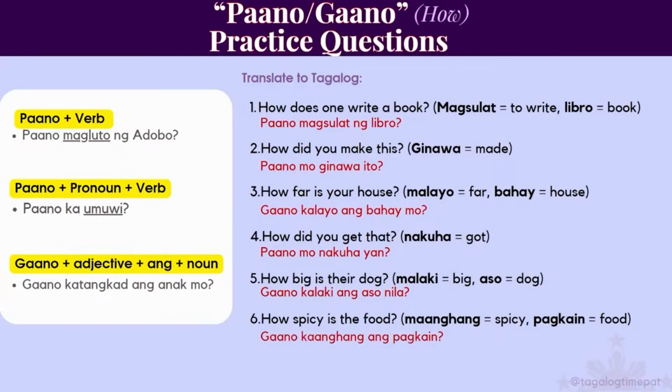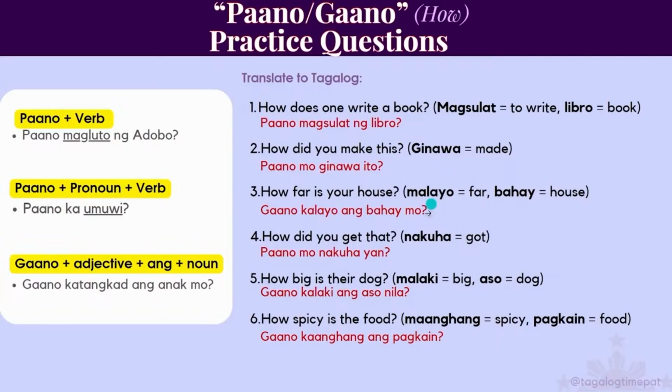And then number 6, how spicy is the food? Maanghang is spicy, pagkain is food. So it's asking about an adjective, the spiciness of it. So it would be gaano kaanghang ang pagkain. Gaano kaanghang ang pagkain.